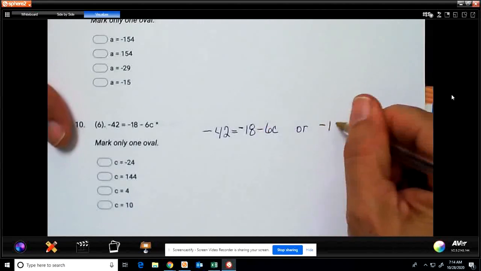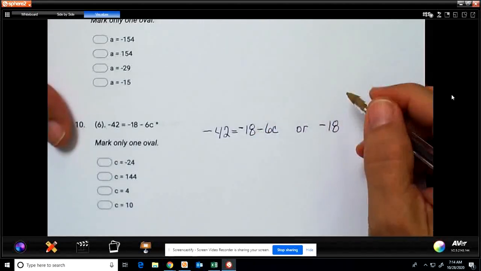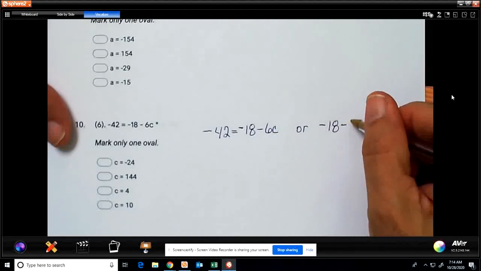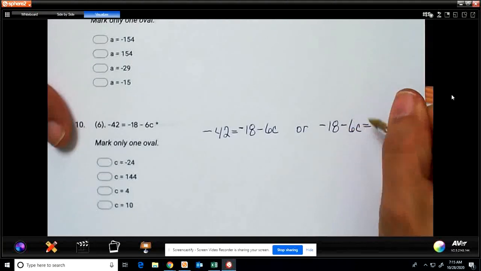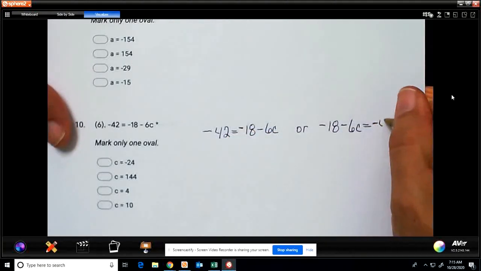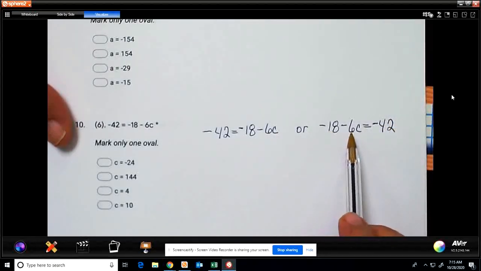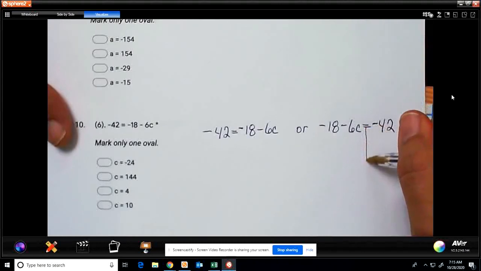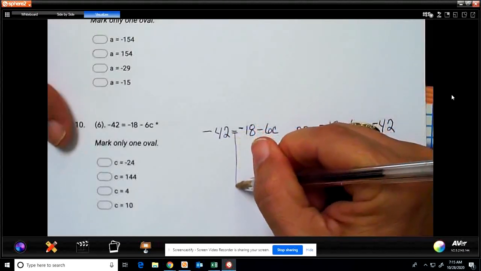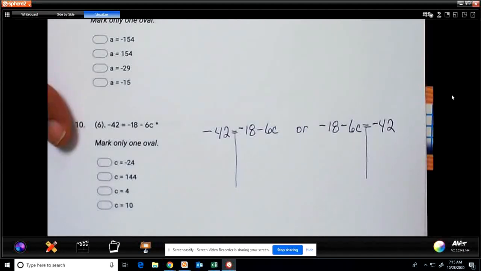You could write it as negative 18 minus 6C equals negative 42. You can solve it the same way. I just like the variable on the left, so I rewrite it. And remember, you're going to draw your line. Whatever you do on this side, you need to do on this side, or whatever you do on this side, you need to do on this side. And you always do the opposites to get C by itself.